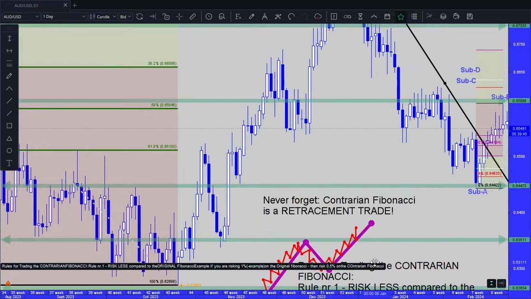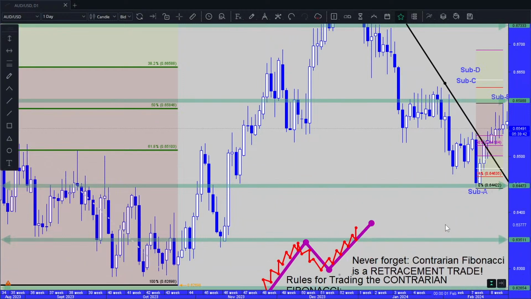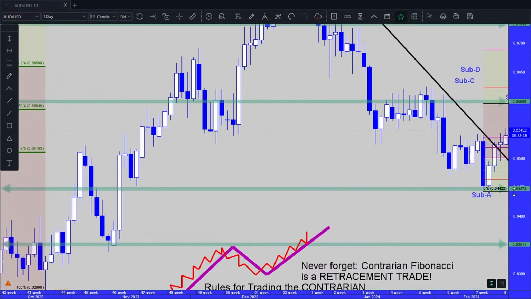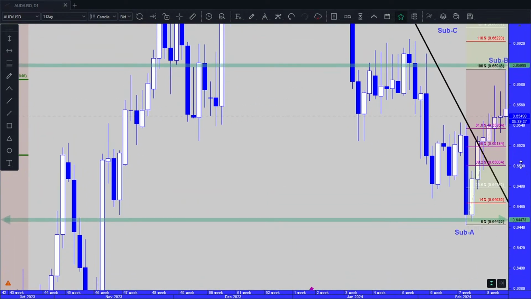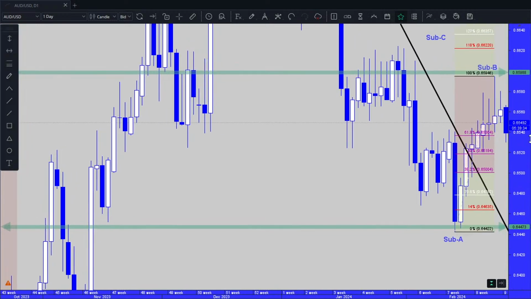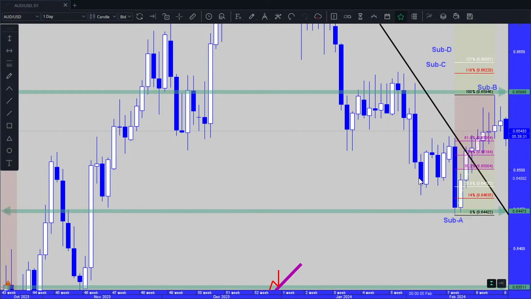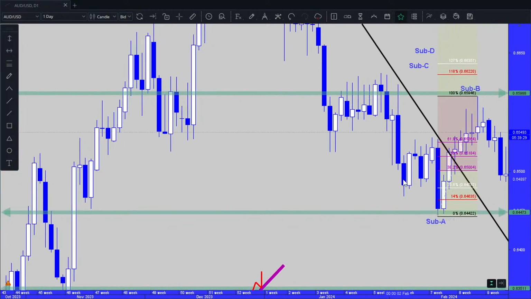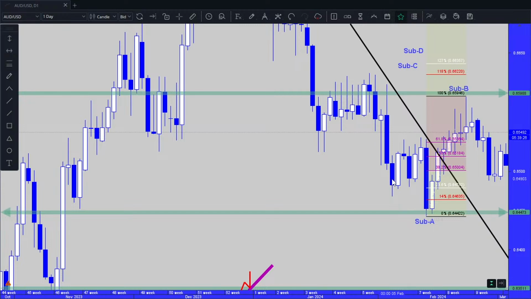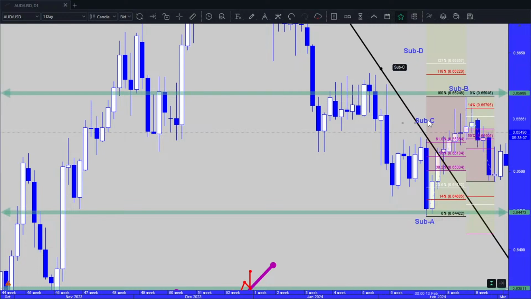Everybody going to move the text. Hopefully you took the photo picture already. So we are here, I'm going to zoom in, and let's say that I want to do a retracement trade. I have my SB. Now I'm waiting and waiting and waiting. Bam. What you are going to learn new right now is that you can draw a Contrarian Fibonacci on a Contrarian Fibonacci.